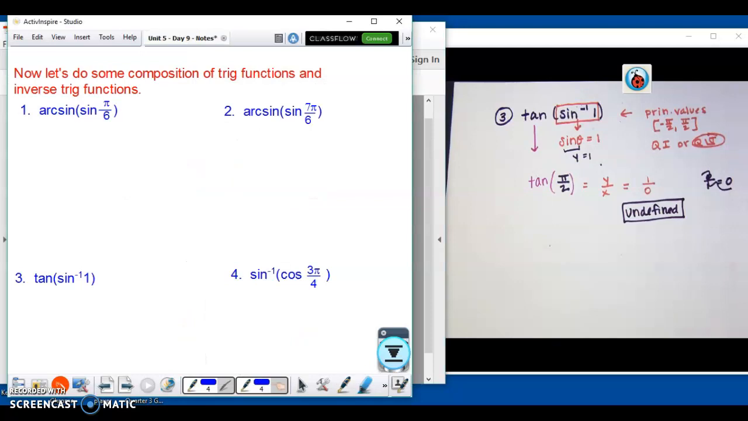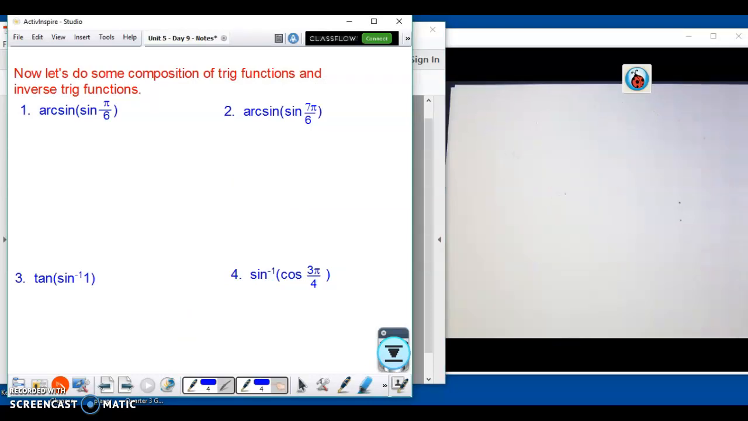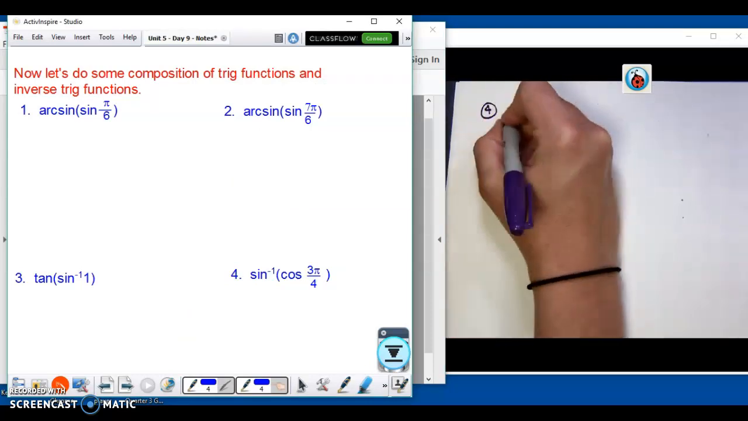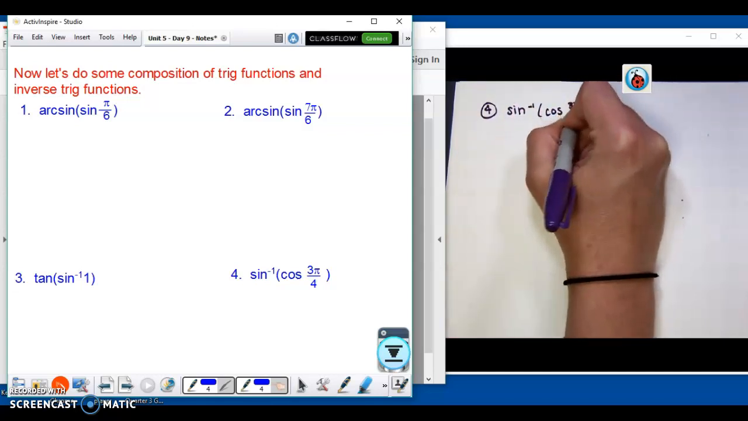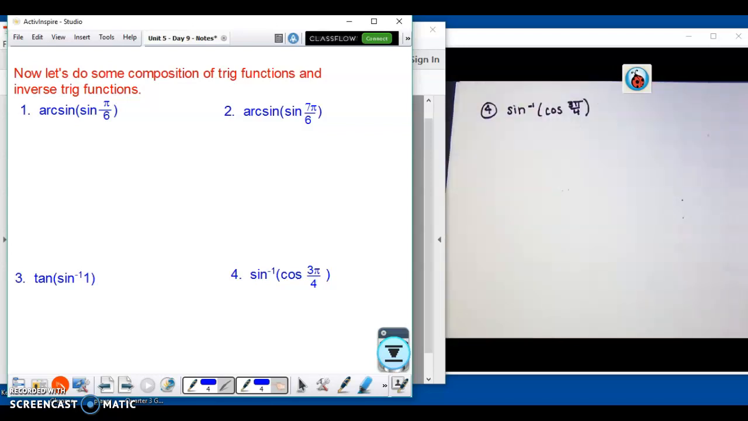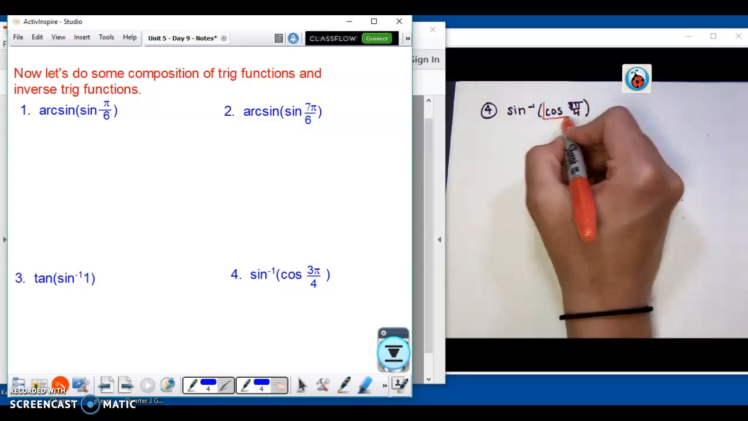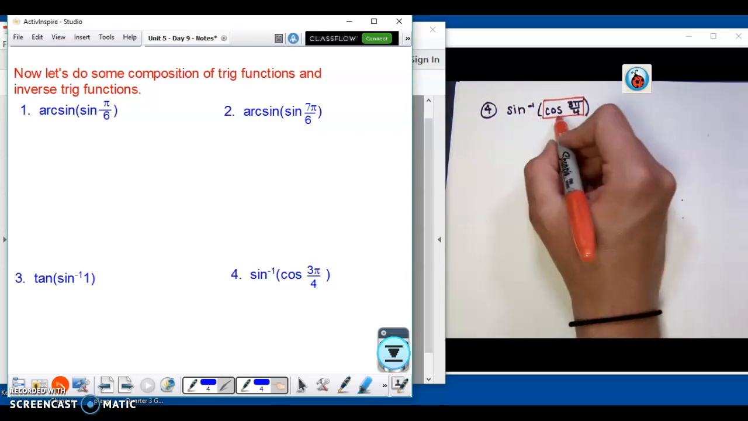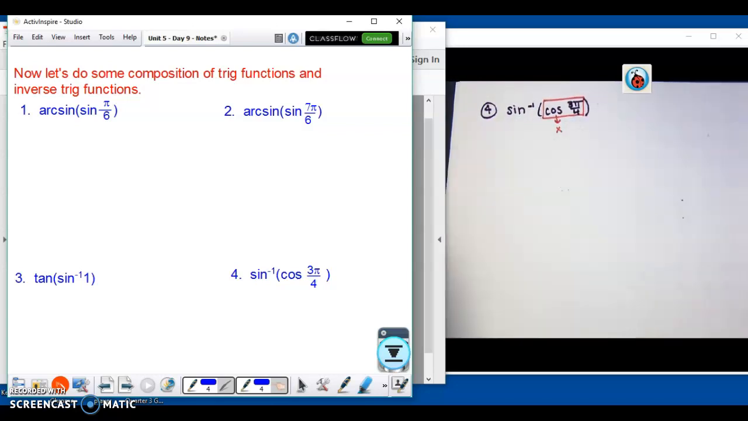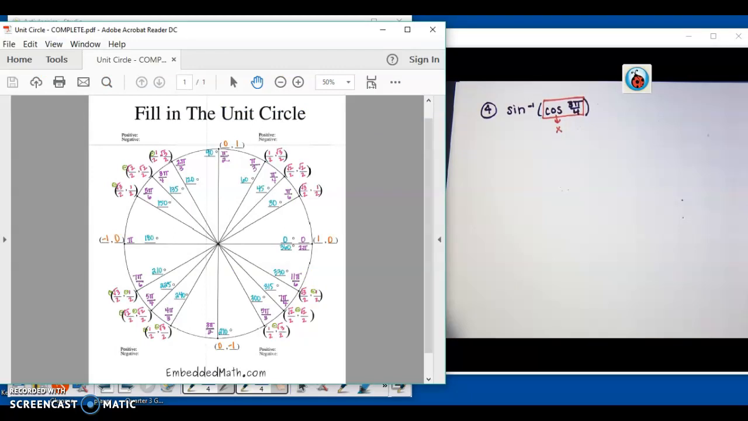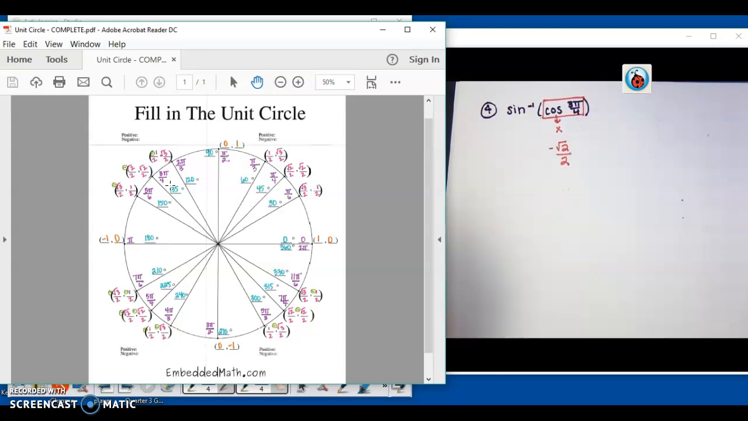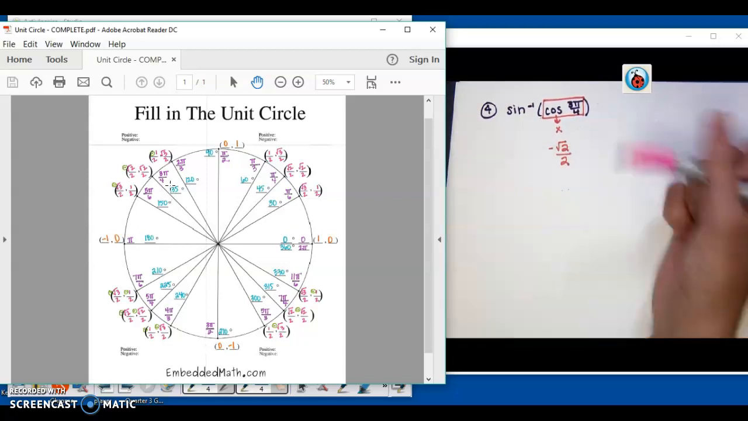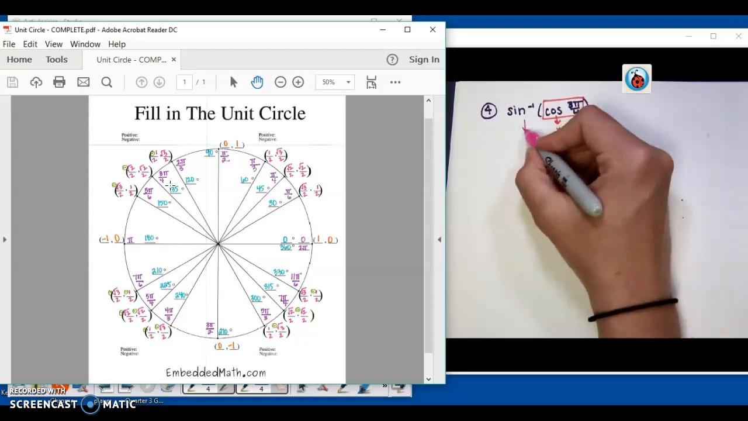Alright, and then our last one for this set. Okay, so we're going to start with the inside. The inside, we just have a regular trig function, cosine of 3 pi over 4. So we're going to look for the x value, because that's cosine. So if you look at 3 pi over 4, the x value there is negative square root of 2 over 2. Okay, so then we're going to bring down the outside part.